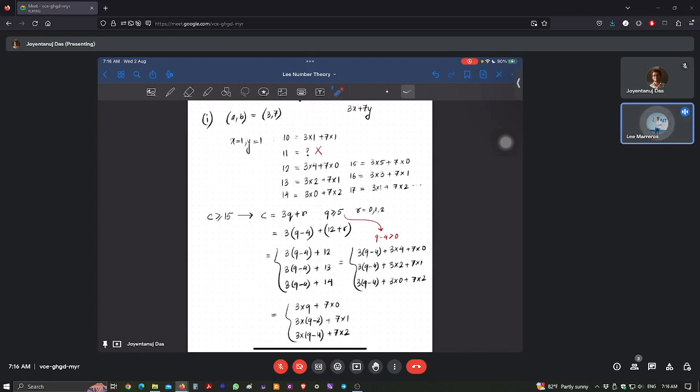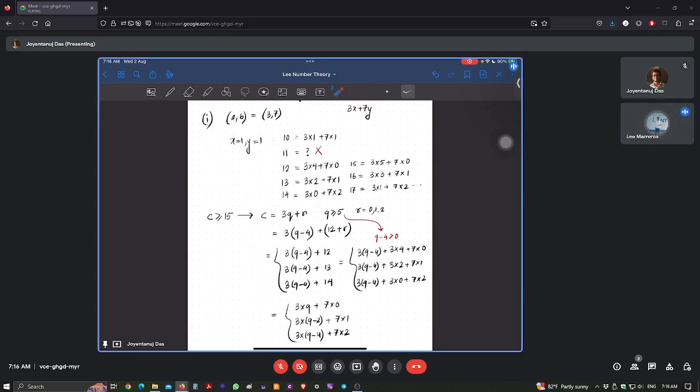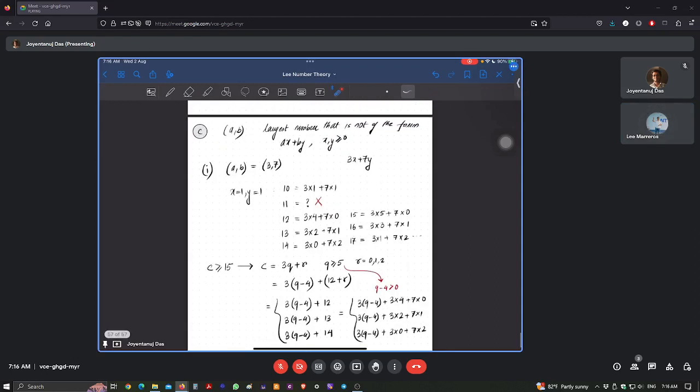And what would be the largest number? So here the answer will be 11, right? Because they are asking for the largest number that is not of the form, and I cannot write it. So the answer is 11, right? So for this one it is 11, right?